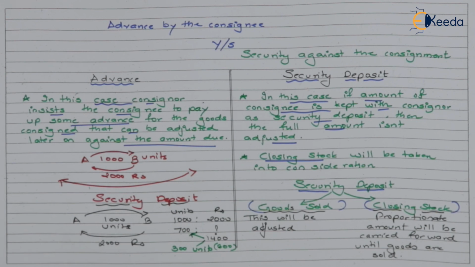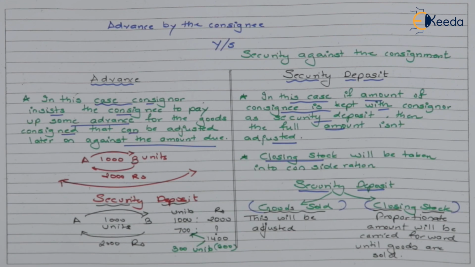So whatever amount comes up, 18,600, that amount can be called the gross sales, and out of that the commission and other expenses will be deducted and the balance will be paid to the consignor.